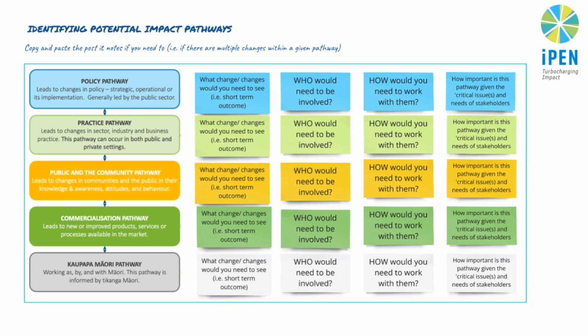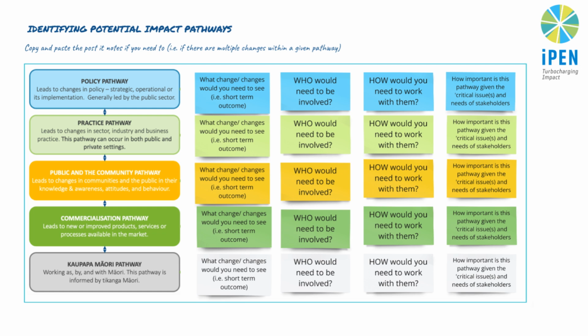But what we have found is useful is taking that impact pathway framework, the diagram, and just asking some questions for your work. So this is an example that we've developed and have used in Miro, where for each of the pathways here, we're asking a few simple questions. The first one is around what change or changes would you need to see? So that's the short-term outcomes. Who would need to be involved in that happening? How would you need to work with them? And how important is this pathway given the critical issue or issues and the needs of stakeholders?